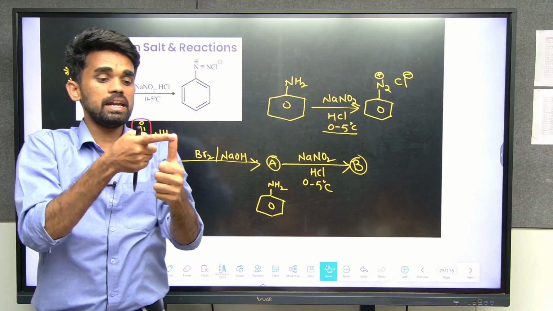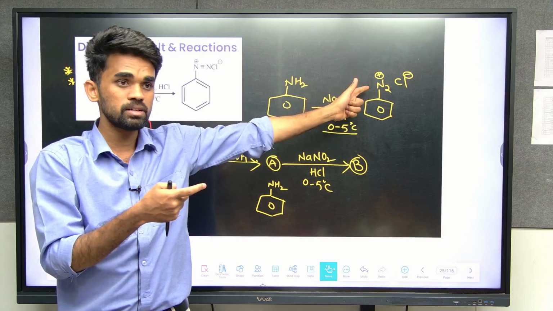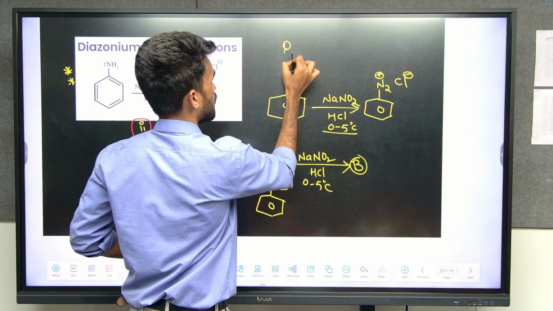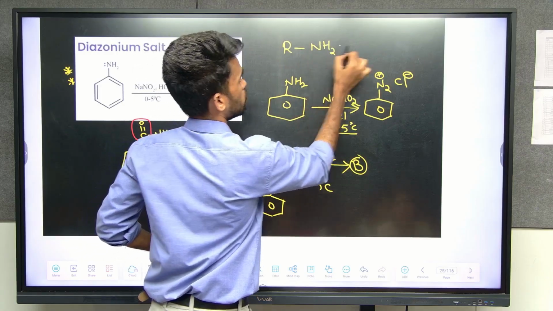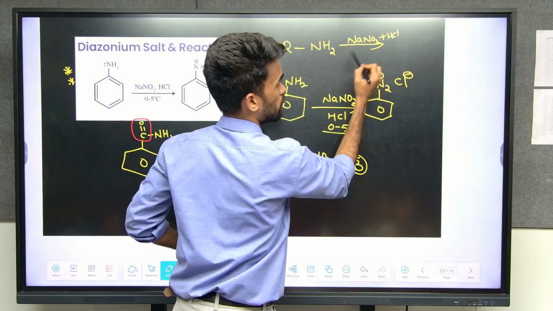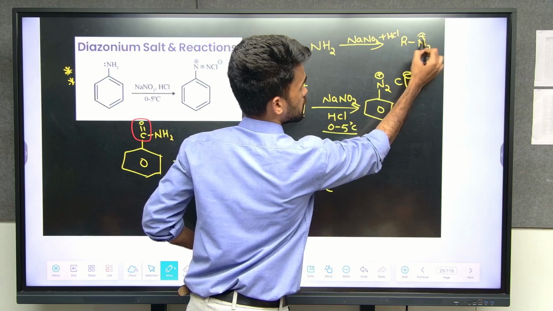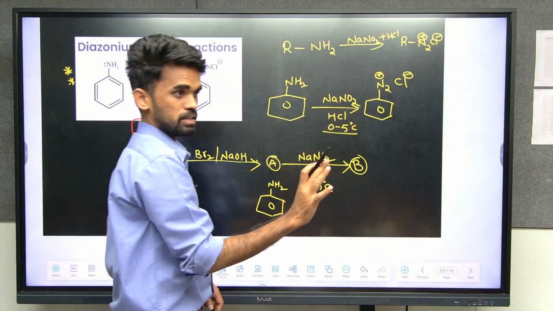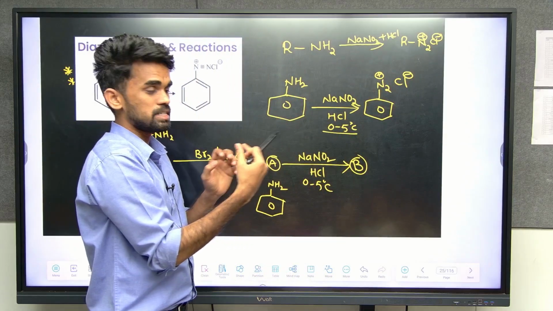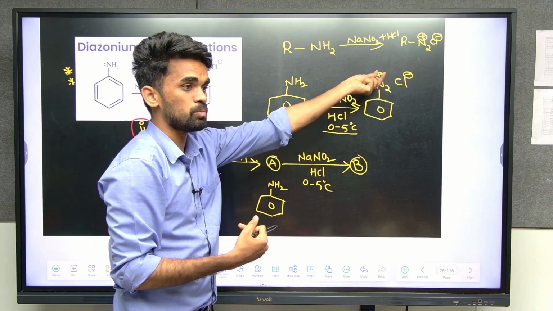Now again tell me, aniline upon treating with NaNO2 HCl gives us diazonium chloride. So it can be anything. Now you can see R NH2 I am writing. Now you are treating this with NaNO2 HCl. What will be the product? R N2 plus Cl minus. Remember this. Okay. So we can call this process diazotization. Diazonium chloride is formed. Okay, with benzene ring, no? Benzene diazonium chloride you can say.